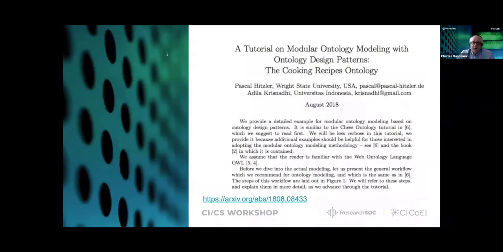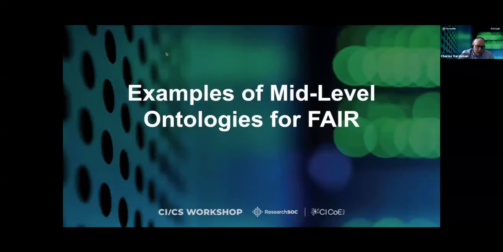If you're interested in this approach, there's a very nice accessible tutorial using cooking recipes, which I highly recommend going through. And it shows how we can use these modular, reusable ontology patterns in order to build up a knowledge graph or a knowledge base about what cooking is and what a recipe is and all of those other sorts of modeling issues. Okay, so what are examples of these mid-level ontologies for FAIR?